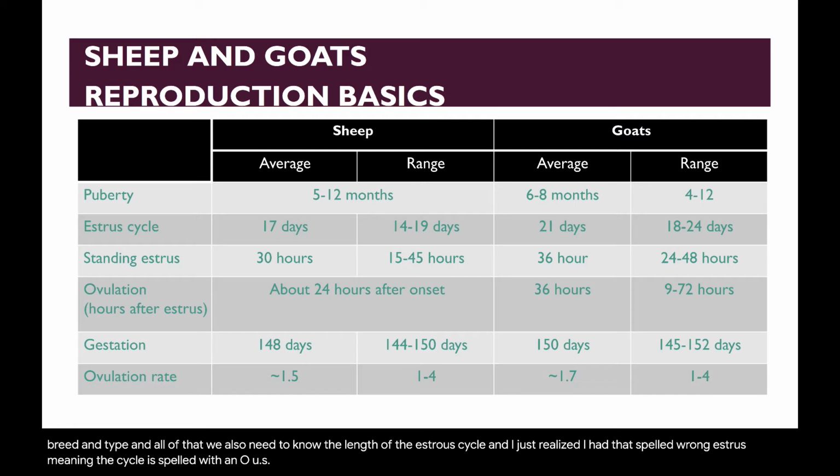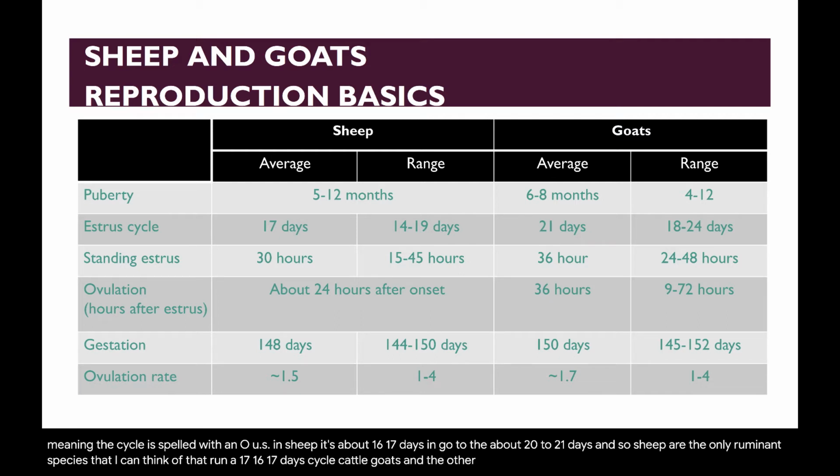And so in sheep, it's about 16-17 days. In goats, it's about 20 to 21 days. And so sheep are the only ruminant species that I can think of that run a 16-17 day cycle. Cattle, goats, and the other ones are generally around the 21-day mark.